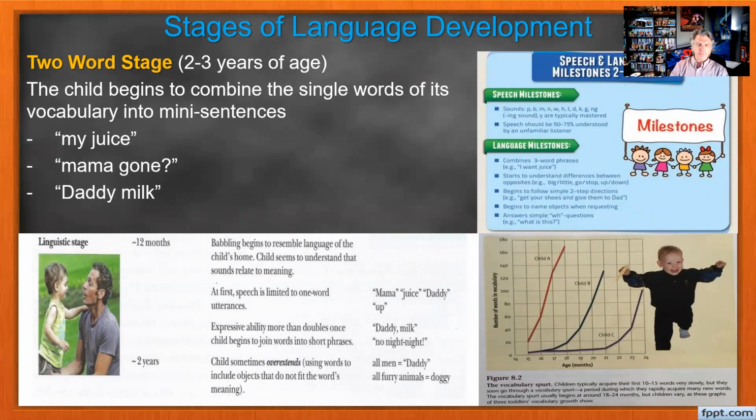Then at 2 to 3 years of age, they get into the two-word stage. Now, again, we talk 2 years of age, that's terrible twos, because they know words and they're starting to put them together and they get frustrated because sometimes it doesn't work. But again, they use all these nonverbal cues to combine it with the words they know to make ideas come across. Mama gone? Where did my mother go? Mama gone. Mom just left me.